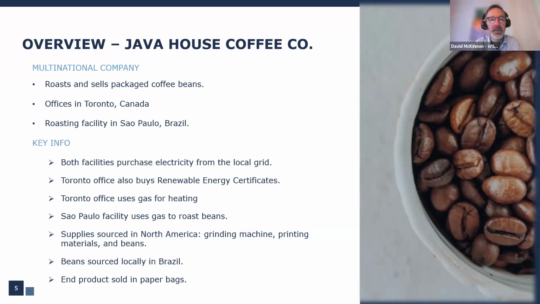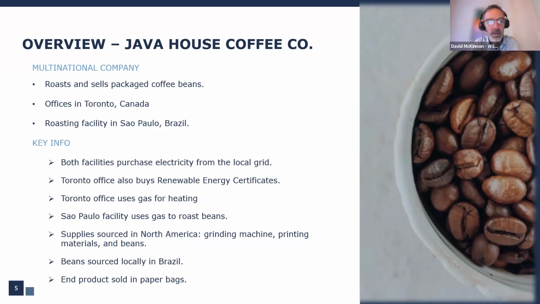Both facilities purchase electricity from the local grid. The Toronto office also buys renewable energy certificates, certifying that the electricity they use is from renewable resources. The Toronto office also uses gas for heating, and the São Paulo office uses gas to roast the coffee beans.